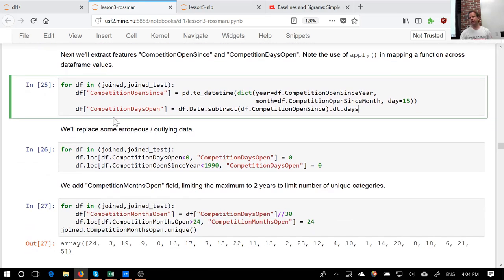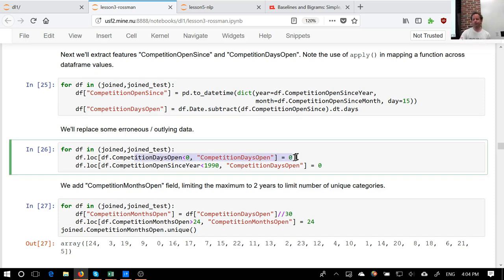Now, if you think about it, sometimes the competition opened later than this particular row, so sometimes it's going to be negative, and it probably doesn't make sense to have negatives, meaning it's going to open in X days' time. Now, having said that, I would never put in something like this without first of all running a model with it in and without it in, right? Because our assumptions about the data very often turn out not to be true.